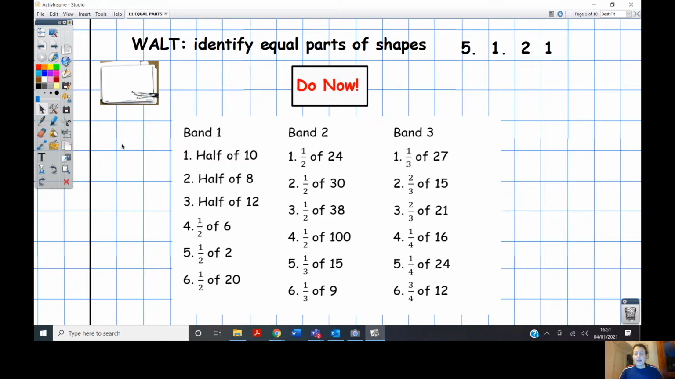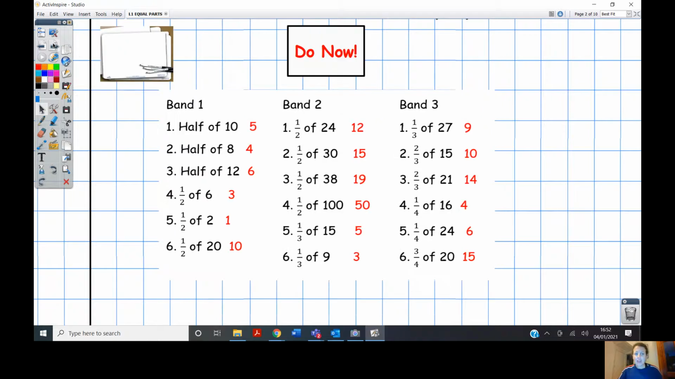So our new topic is all about fractions, and as you can see, this do now has some links to fractions. We're looking for half of a number. Half of a number we can write as a word, half, or we can also write it as here, a half. This is how I represent it as a fraction.